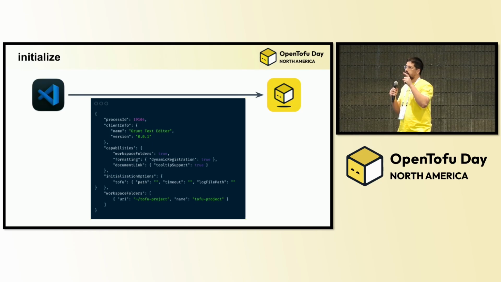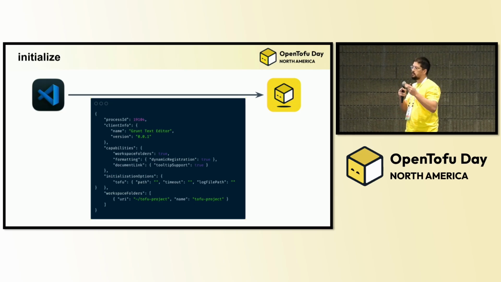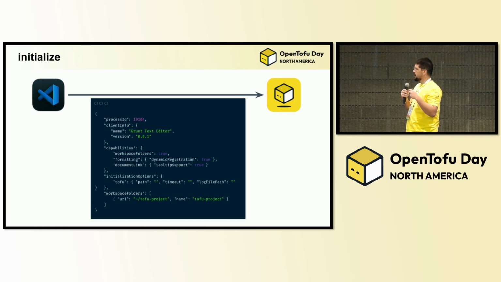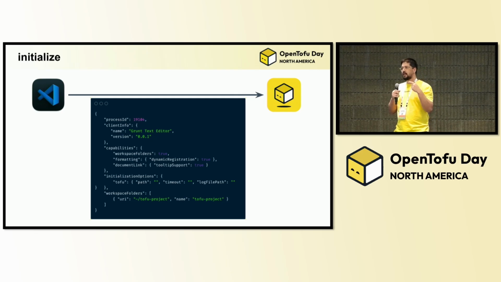The client can let the server know what kind of capabilities they support, like hovering, completion, because some of the text editors do not support some stuff. So they can let the server know on this first request what they support. And another important part is we can send information to the server to initialize some stuff. For example, I can use a different tofu binary when I'm using a different text editor. I can define a different log file path, I can define a timeout. So when I'm using that text editor, I want the timeouts to have a different value. So I can configure that on the client.